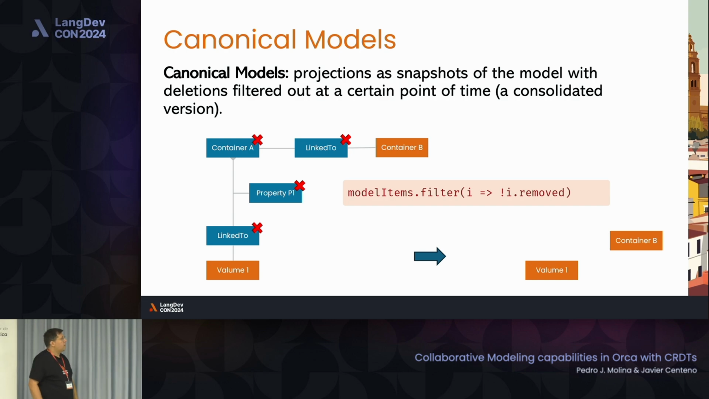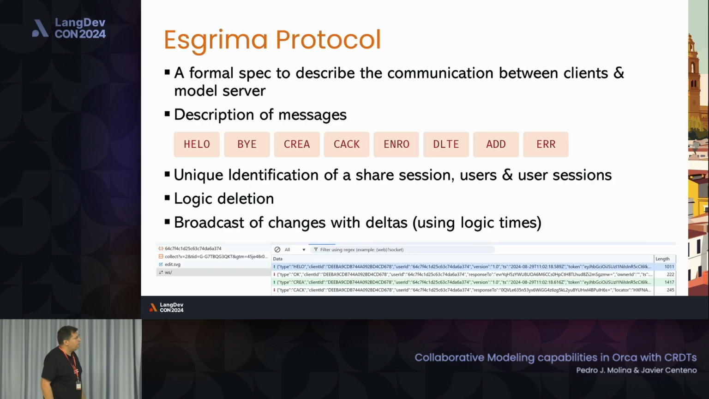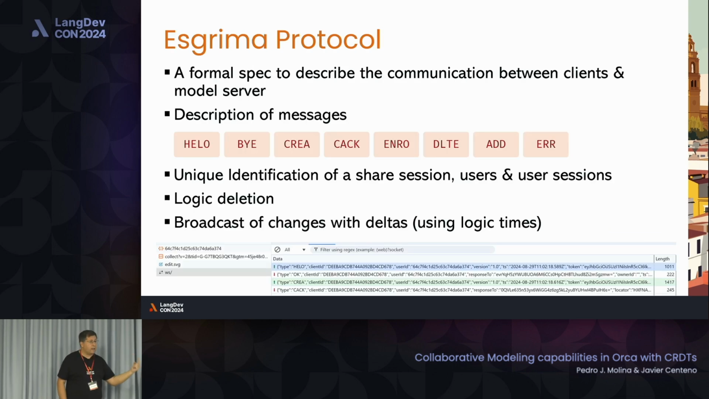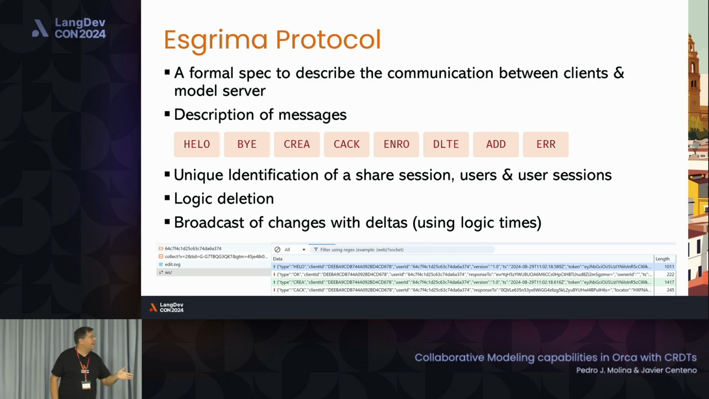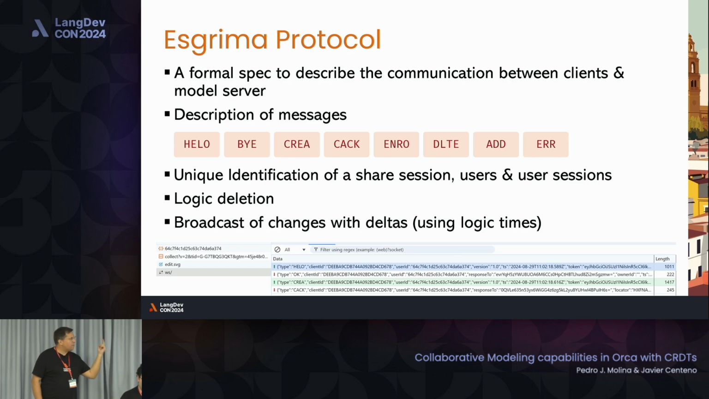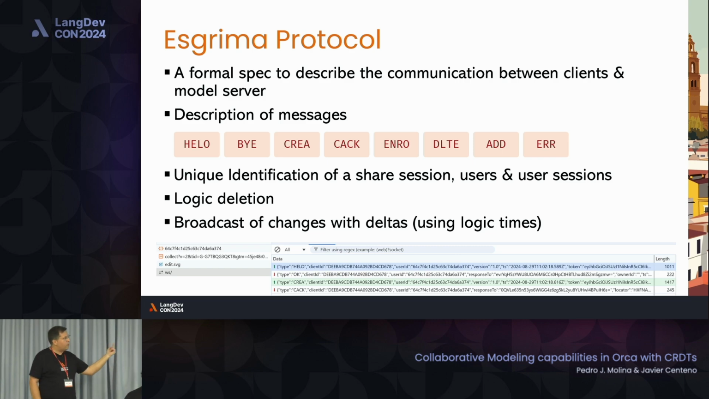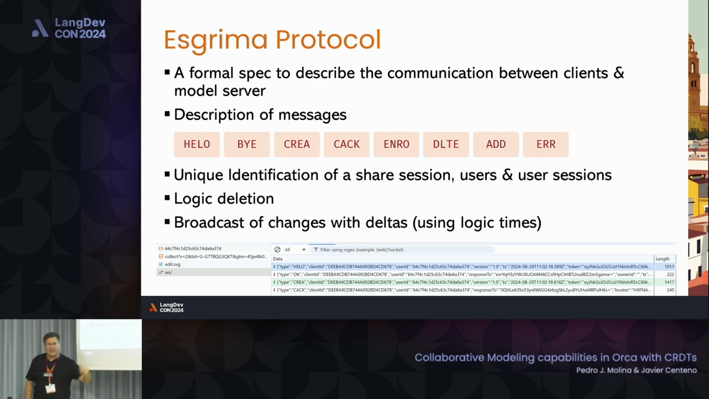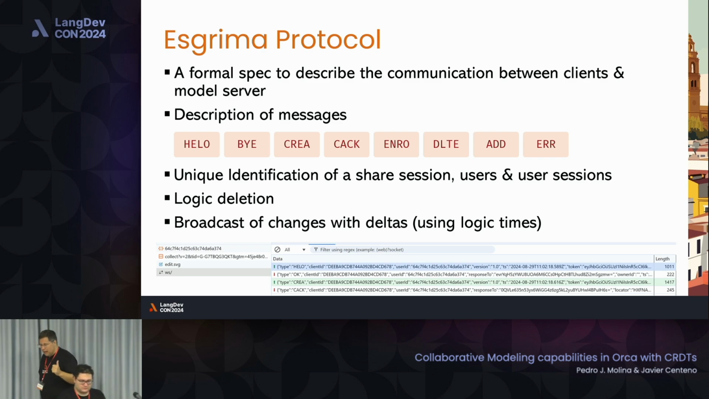Behind the curtain, we have a protocol for communication between clients and servers, and just because the library is called Daga, we decided to call this Esgrima. Esgrima is like fencing, in Spanish. There are a couple of messages we interchange via the WebSocket, and we can go to the browser and look at what's going on and see the details here. We can show you later.